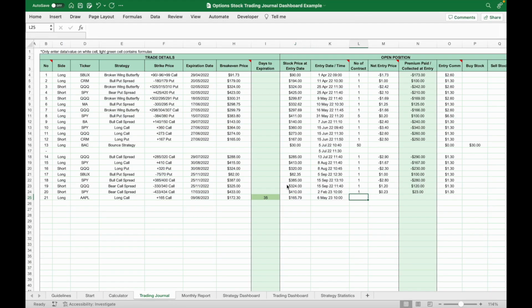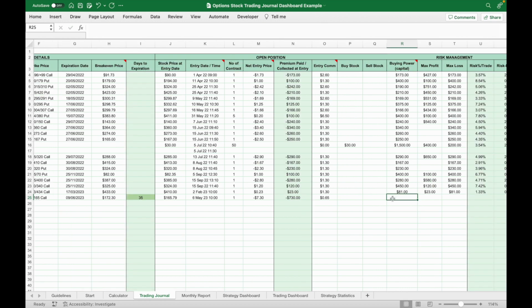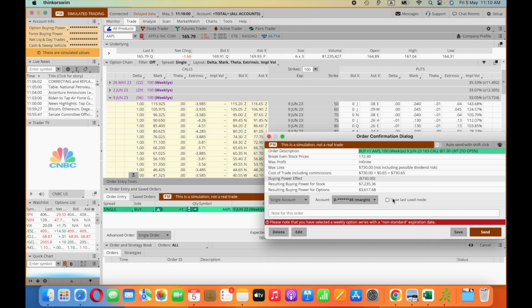Your entry date, and how many contracts you are trading, in this case one contract, and your net entry price. If you are buying a call option or put option, you are paying a premium. When you pay a premium, remember to put a minus sign here to indicate that you are paying a premium. Then enter the commission. Then input buying capital. Buying capital is the amount of money that the broker blocks in your account for taking this trade. In this case, the buying capital is $730. My net profit is infinite, so I just leave it blank, and my net loss is $730.